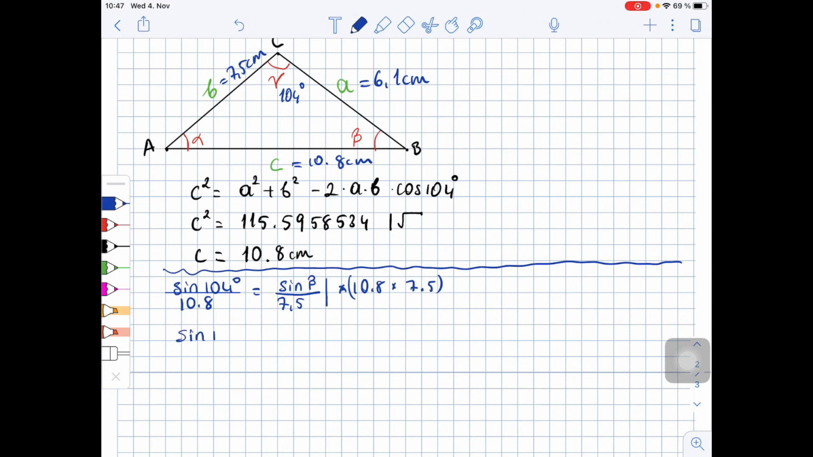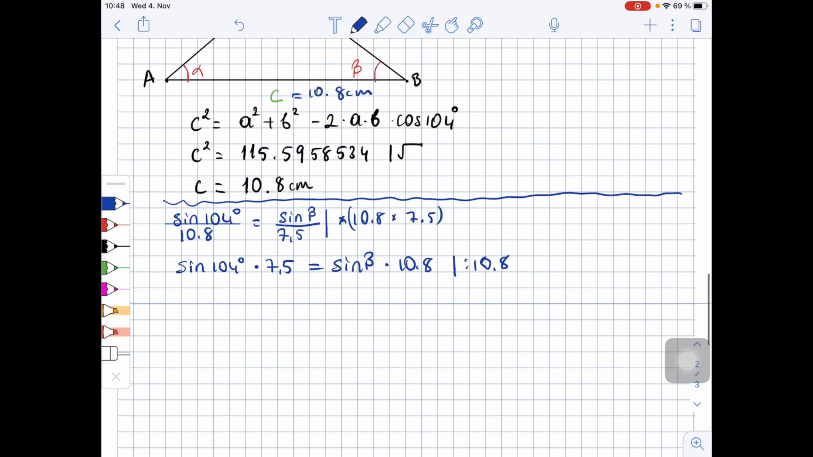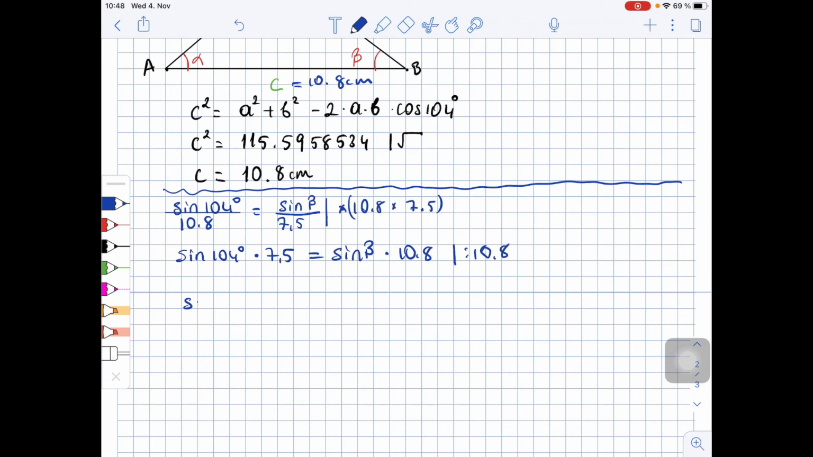Sinus 104 degrees times 7.5 is equal to, and this side is sinus beta times 10.8. Divide by 10.8 on both sides. Then sinus 104 times 7.5 divided by 10.8 is equal to sinus beta.